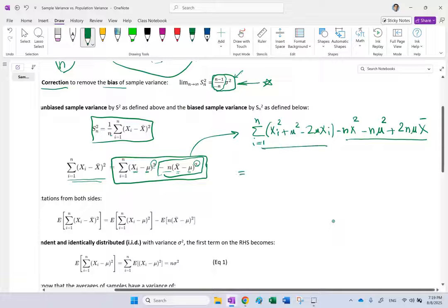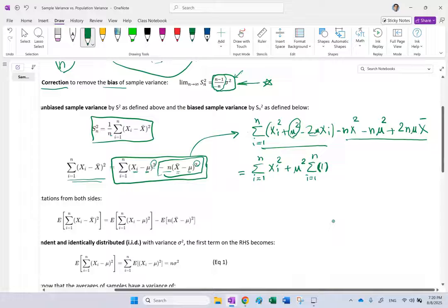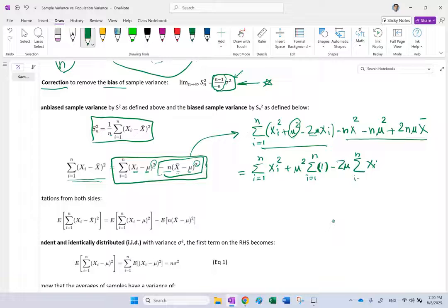Now this mu squared is a constant. I can just take it out of the summation. So it's going to be the summation of i goes from 1 to n of xi squared, and then plus mu squared times the summation of i goes from 1 to n of 1. And then for this third term also, the negative 2 times mu is constant, so I can bring that one also out. So it is going to be this. And then the rest of it.